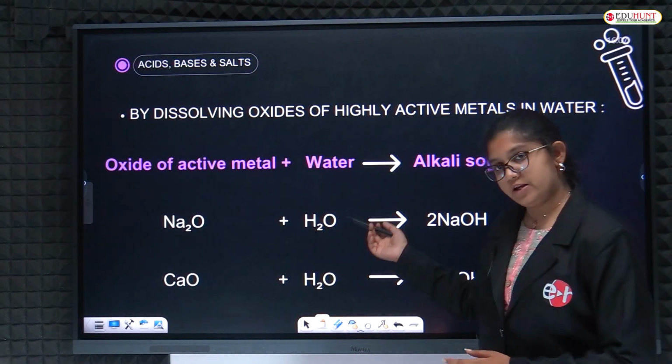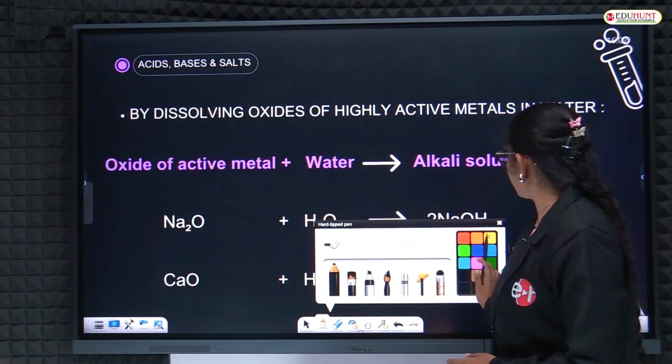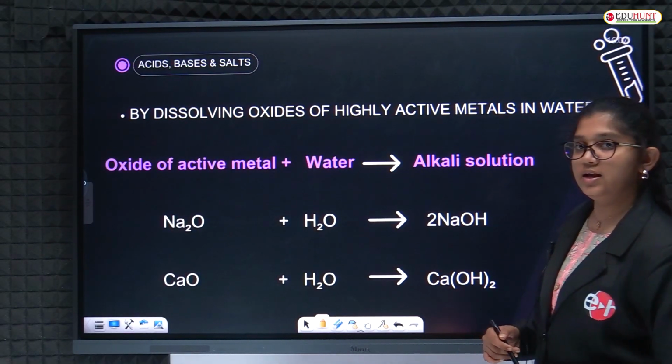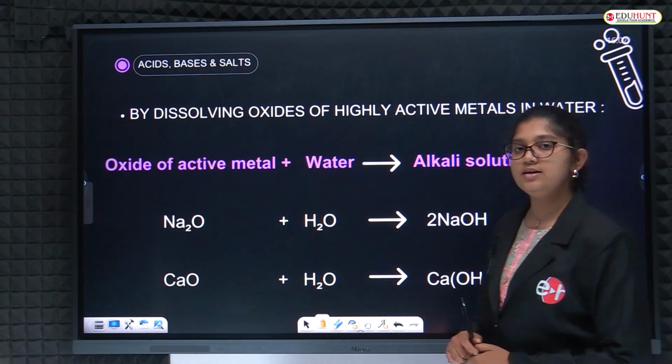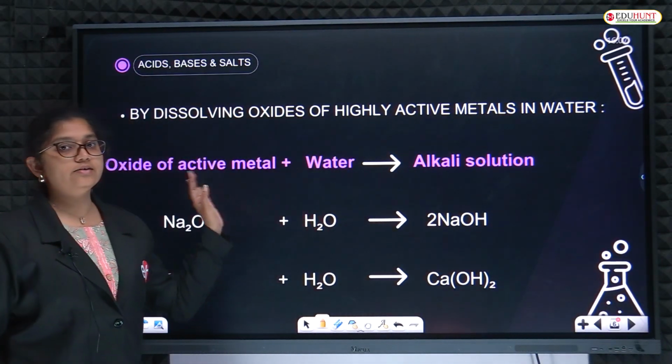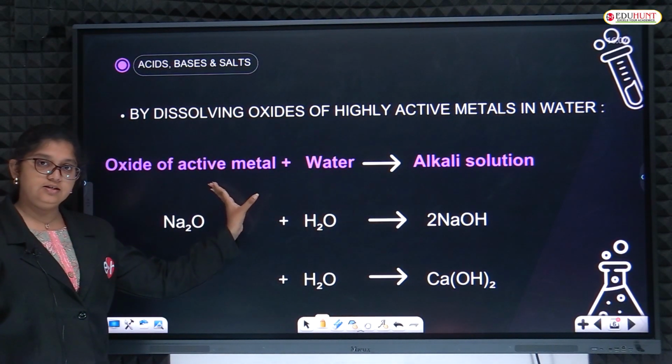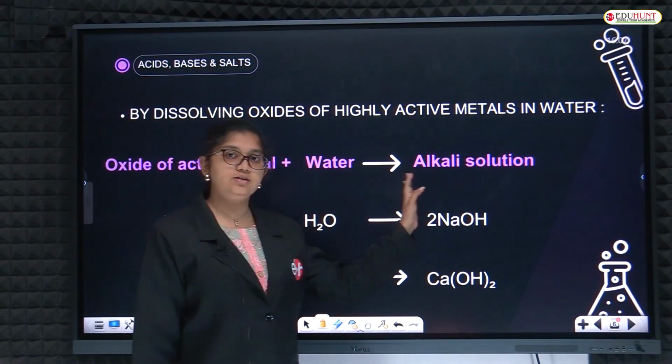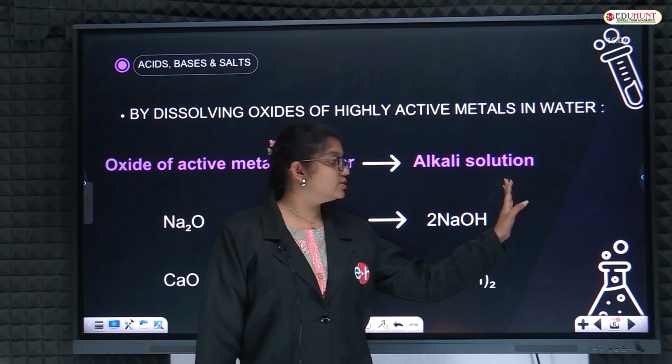Water, formula H2O, very good. And to that we are also giving rise to an alkali solution. What is alkali? Alkali is something but a soluble base, that's it. Okay, and here we are taking oxide of active metal. To that we are adding water to give rise to alkali solutions.